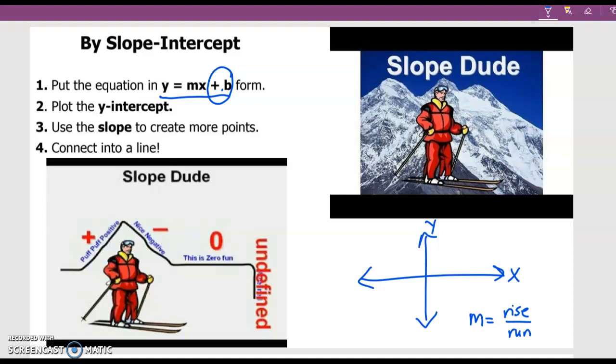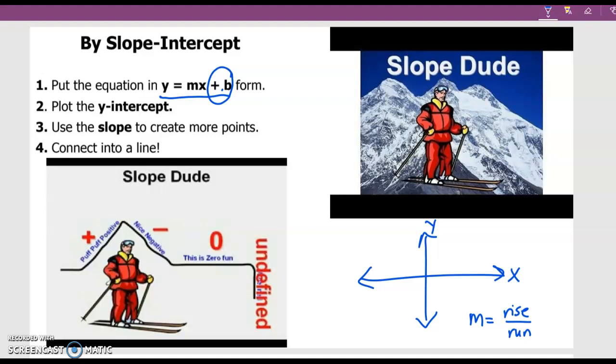Now, slope. Okay, some of you may have seen this video, and if you haven't, it's kind of silly, and you can find it on YouTube, but this is Slope Dude. And Slope Dude tells us if we're heading up the hill, it's really hard, so this is puff, puff, positive. So as you're going up the hill, that's a positive slope. Now, if you're skiing and you come downhill, that's nice. So think nice, negative. So if your line looks like it's going uphill, it's a positive slope. If it looks like it's going downhill, it's a negative slope.